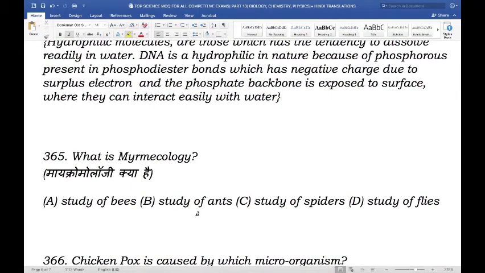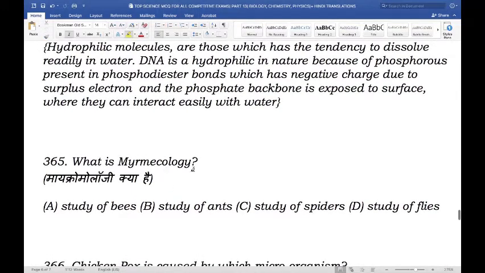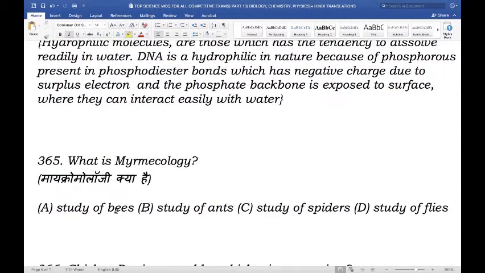Next question. What is myrmecology? So what is myrmecology? Is it the study of bees, the study of ants, the study of spiders, or the study of flies? So myrmecology is the study of ants. Myrmecology is a branch of entomology focusing on the scientific study of ants.